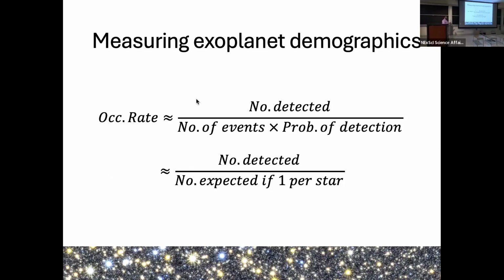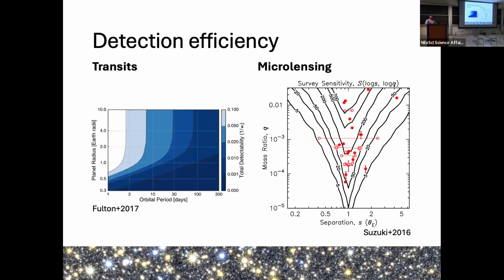So it's basically this division: the number detected divided by the number of events that you observed times the probability of detection, or if you contract those two, the number detected divided by the number you expected. And so we can do the same thing you do for transits and radial velocities. You saw plots like these yesterday, where you evaluate, would I have seen this planet with these parameters if I put it into my microlensing event?